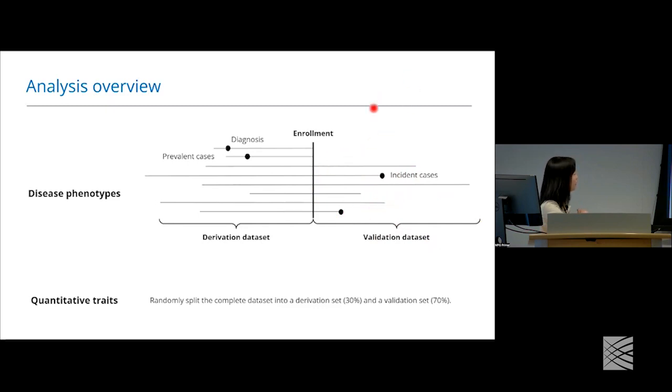Because this framework considered the two periods of the disease risk, they were considered relatively independent. And for quantitative traits, because there is no incident outcome, we simply randomly split the complete data set into a derivation set and a validation set. So it's a 30% and 70% split.